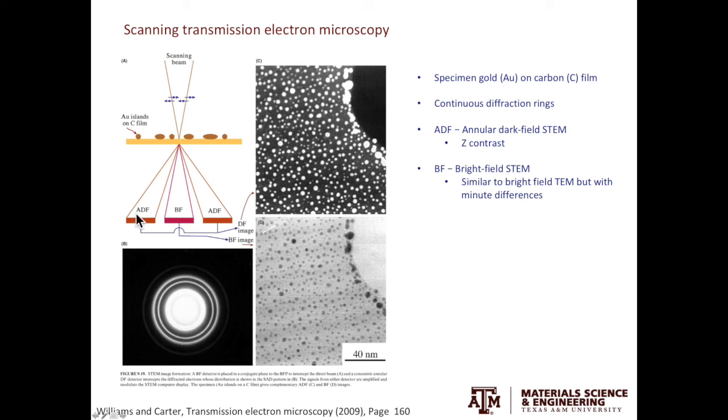In STEM, there are two types of detectors. We have the bright field detector as well as the annular dark field detector. Depending on the collection angle, the annular dark field detector can be a high angle annular dark field detector called HAADF. If you recall what we learned in elastic scattering, higher Z elements are more likely to scatter at larger angles, so the HAADF detector gives us the Z contrast. So the gold nanoparticles will appear bright in the HAADF STEM image.